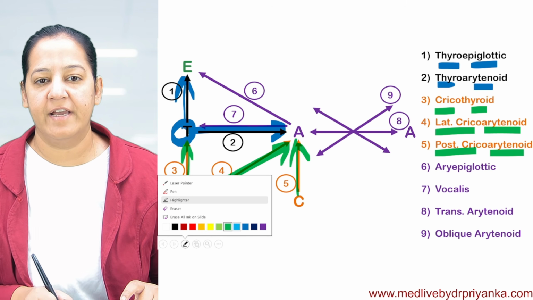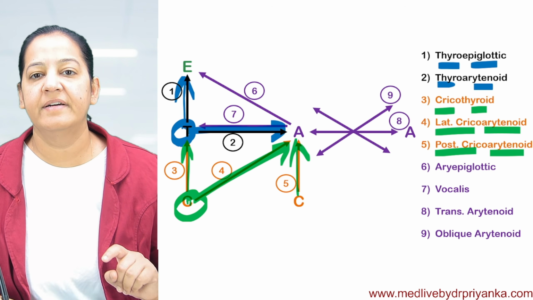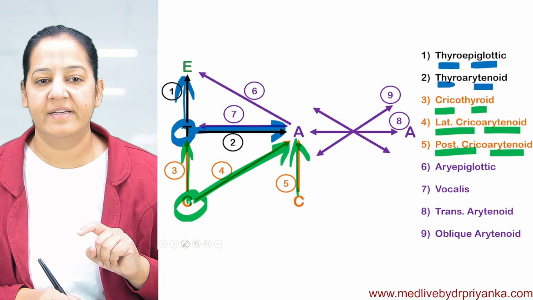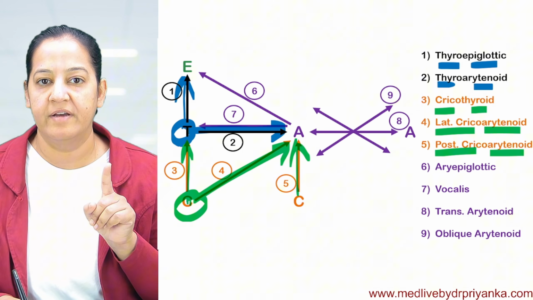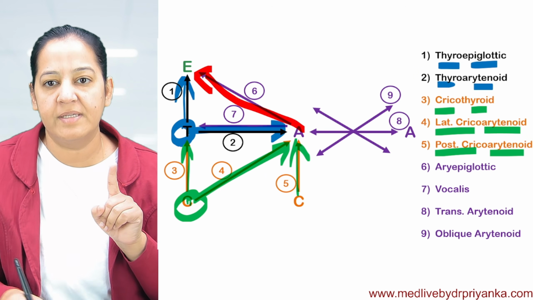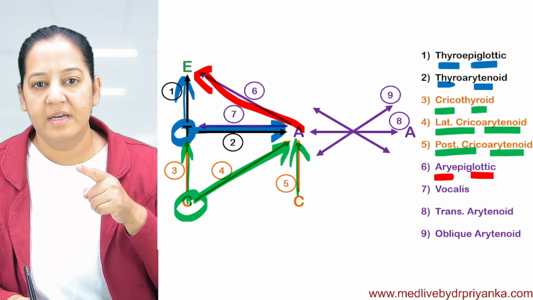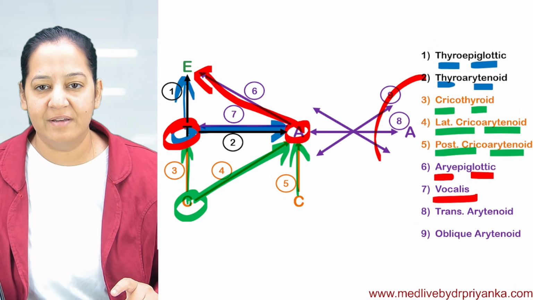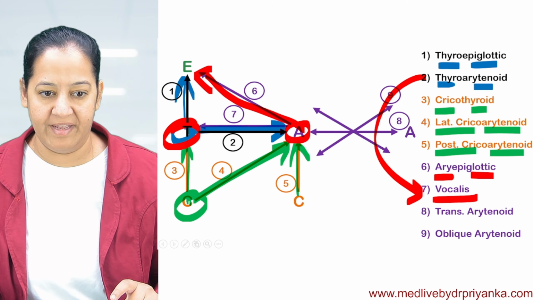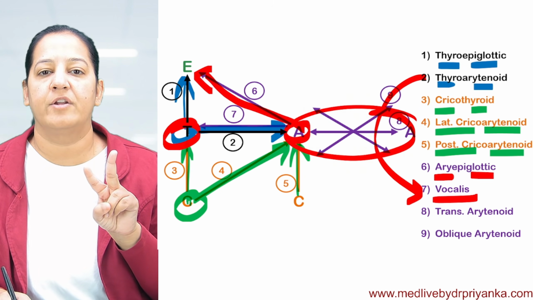Now let's take arytenoid as a center, and there are 4 muscles arising from the arytenoid. First, connecting arytenoid to epiglottis, it is aryepiglottic. The second, connecting arytenoid with the thyroid, it's vocalis. It's a modified version of thyroarytenoid only. And the remaining 2 are connecting the 2 arytenoids with each other.